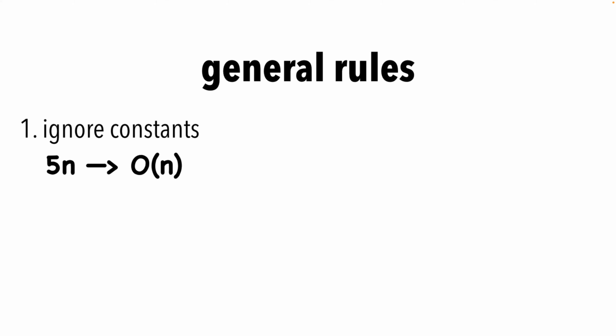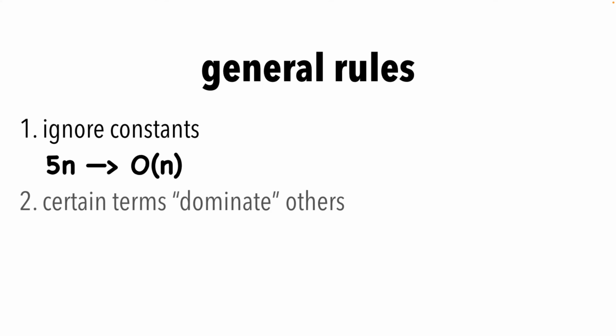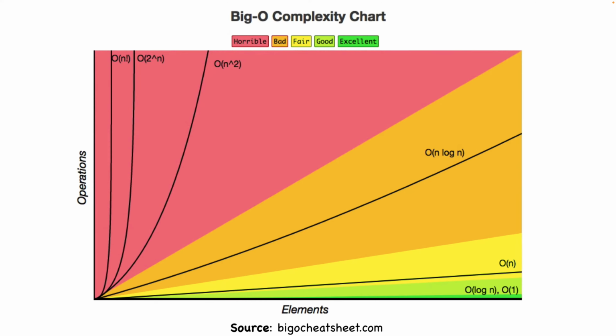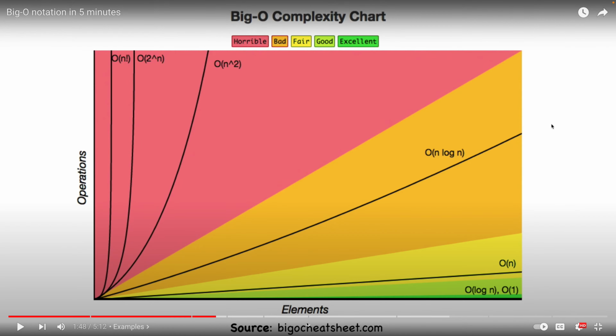In the same way, as n grows, certain terms dominate others. Here's a list, but I'll show you a visual on the next page. We ignore or drop low-order terms when they're dominated by high-order ones. Take a minute and study this chart. It can be found on bigocheatsheet.com, along with a handy guide on the Big O of various important algorithms. This chart will make more sense after we learn some more algorithms to compare.